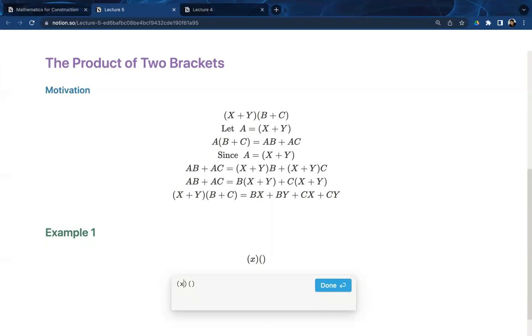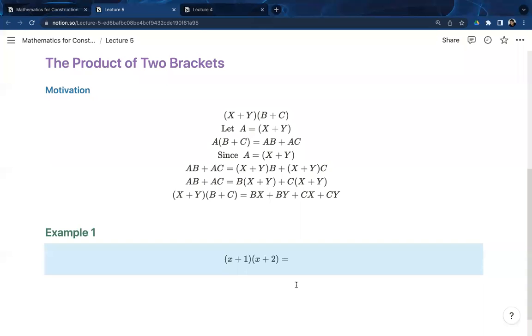So if I have (x + 1)(x + 2), and I want to know what this is equal to. Okay. There's an algorithm to do this. Multiply everything in the first bracket by everything in the second bracket.